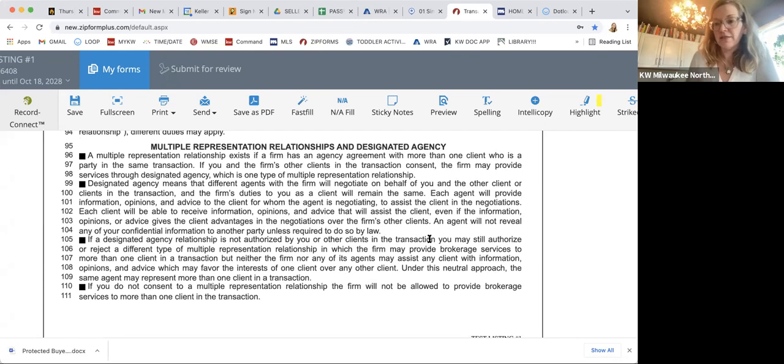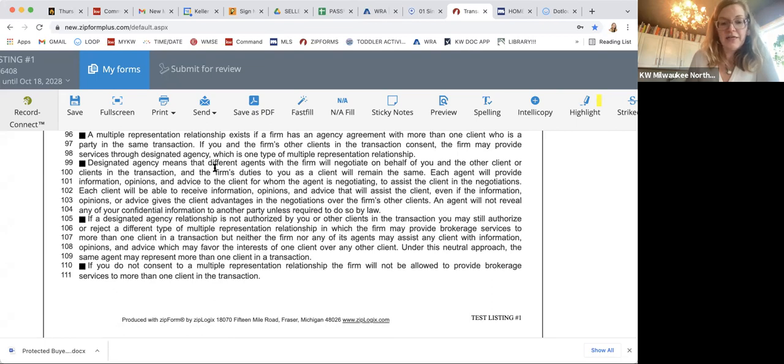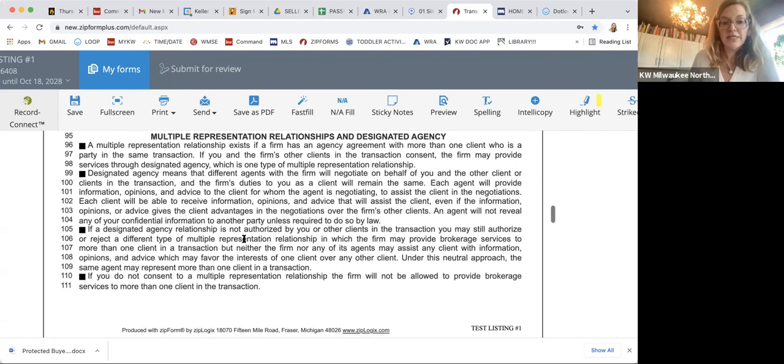And in the state of Wisconsin, clients must consent to that, but they have options on how they can be represented when that is the case. So multiple representation, I won't go over that again, I just explained that. But then it goes into identifying and defining what designated agency means, what without designated agency means, and the right of a client to just reject multiple representation altogether. Designated agency means that different agents with the firm will negotiate on behalf of you and the other client or clients in the transaction, and the firm's duties to you as a client will remain the same.